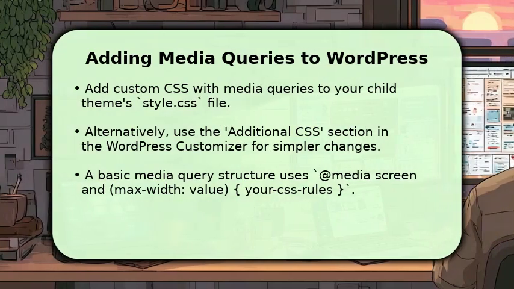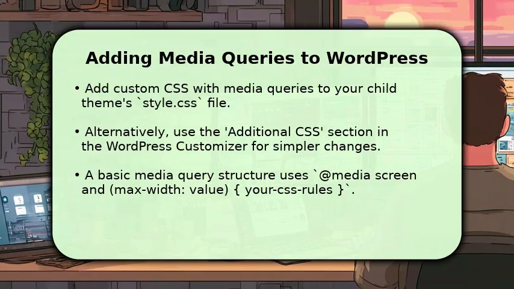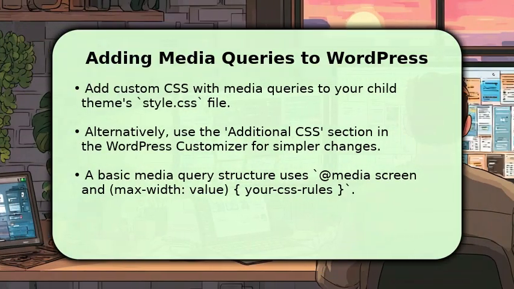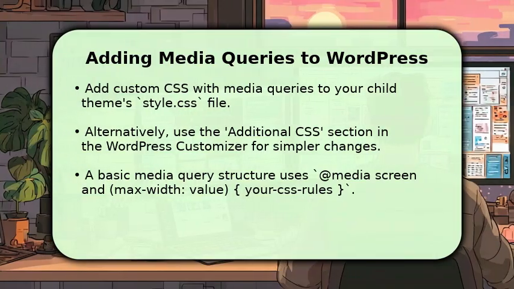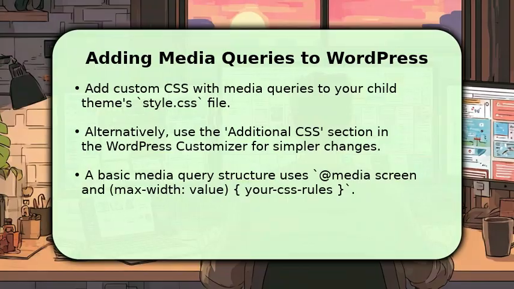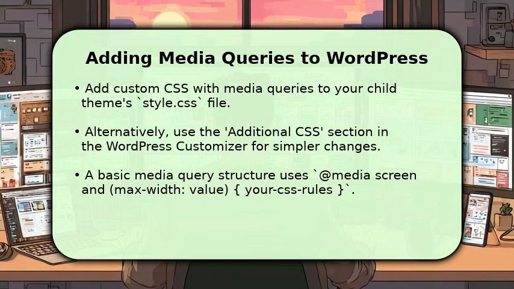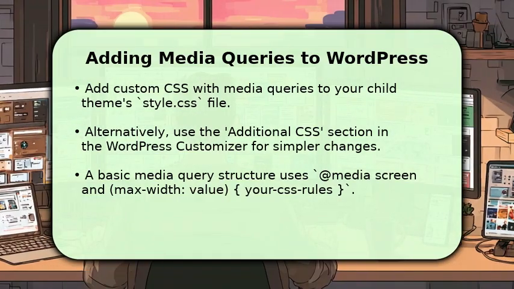To implement media queries in WordPress, the safest and most recommended approach is to add them to your child theme style CSS file. Alternatively, you can use the customizer's additional CSS section for simpler changes. Avoid modifying the parent theme directly, as updates will overwrite your customizations.